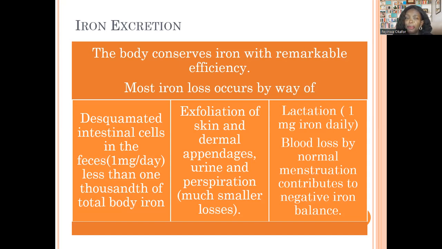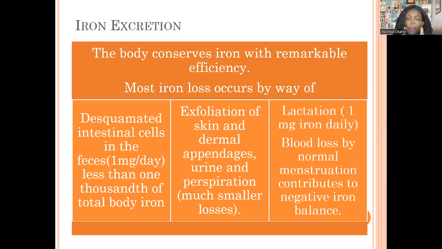So at any point in time, the body needs iron to continue the synthesis of hemoglobin. So the body conserves iron as much as possible by having stored iron, and also by recycling senescent erythrocytes, catabolized erythrocytes. The iron is recycled. Most iron loss occurs by way of the gut. The system loses iron through sloughed intestinal cells in the feces. Through the feces, the body can lose about 1 milligram of iron daily.